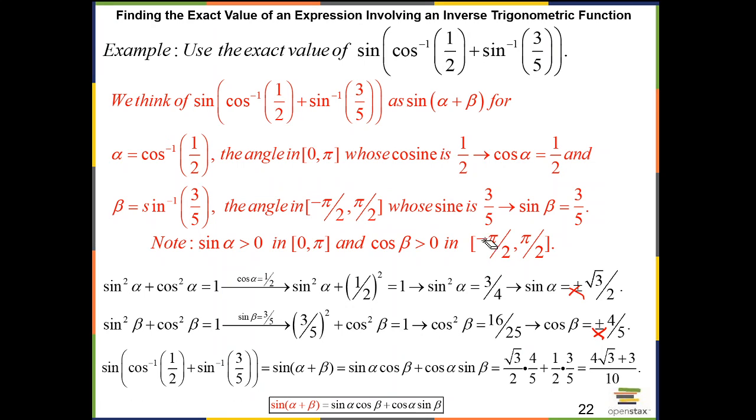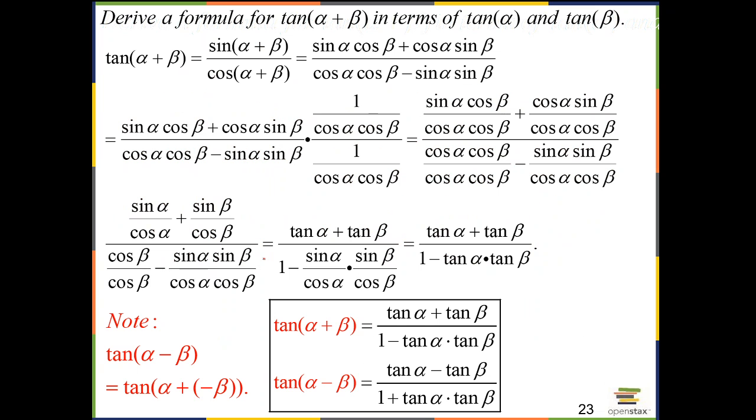All right, you can, again, stop the video and follow this and make sure you understand how we got that. So we assume that this thing is sine of alpha plus beta when alpha is this and beta is this, right? All right. So derive a formula for tangent alpha plus beta in terms of tangent alpha and tangent beta.